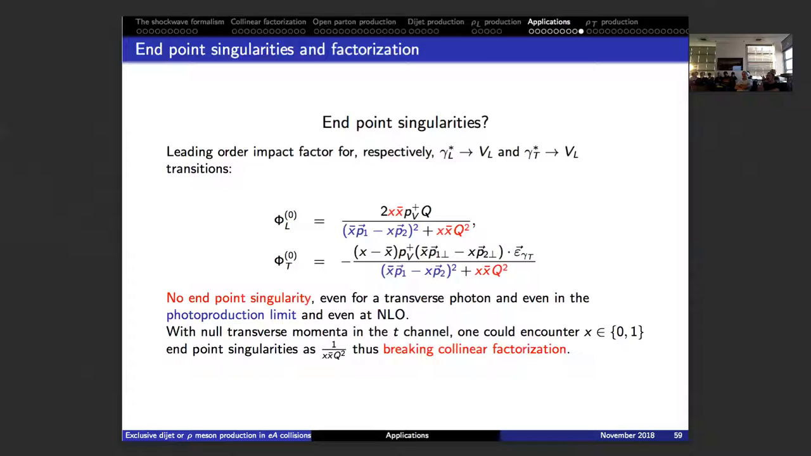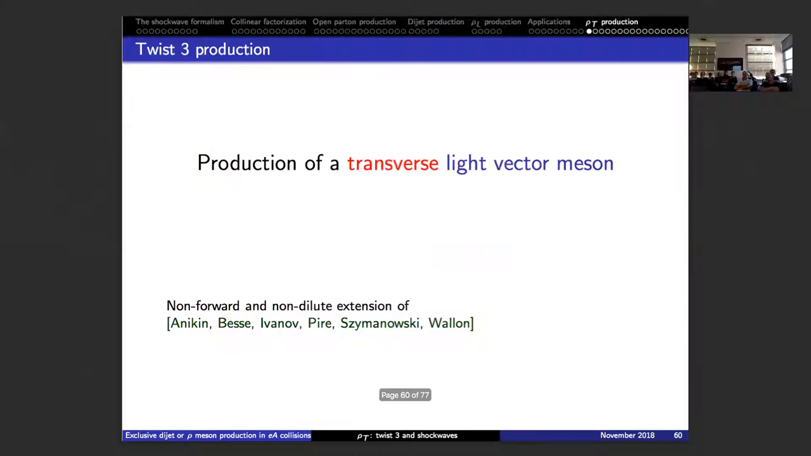Isn't it the aligned jet configuration? Yes, I'm studying that also, in some sense. So that's potentially breaking factorization. For longitudinal rho meson production, it's easy. Now, we restored s-channel collinear factorization by having shockwaves in the t-channel. So what's happening if you go to a process which already never factorizes in collinear factorization, namely rho T production? That's the interesting thing for us. So let's try to restore factorization for rho T, even though it shouldn't factorize in the collinear limit.